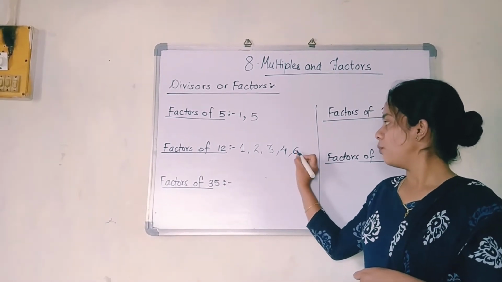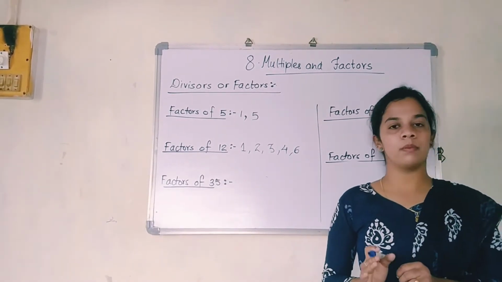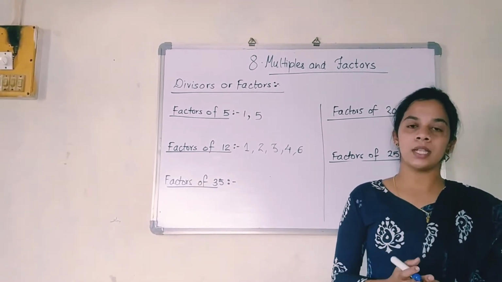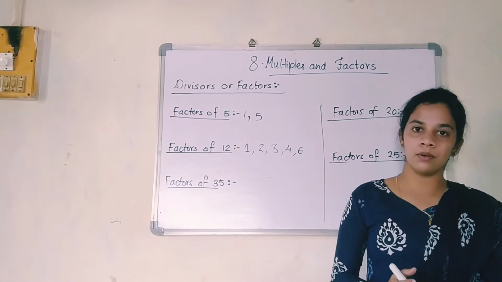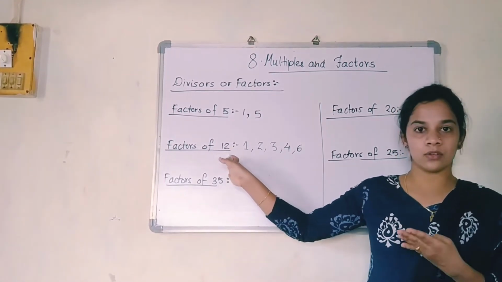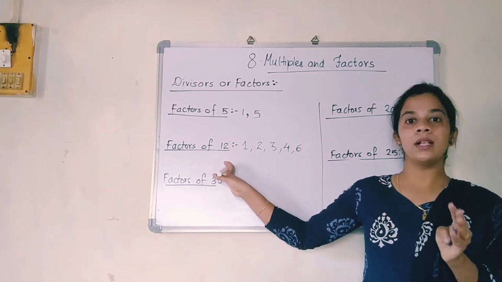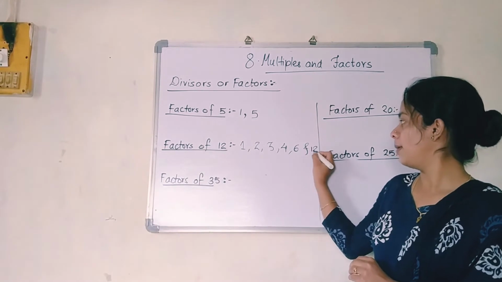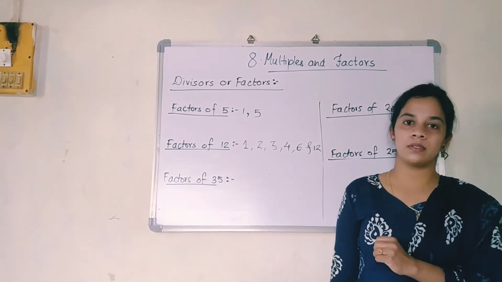And when you reach half of the number, stop, because in 7's table 12 will not come, 8's table 12 will not come, 9's table no, 10's table no, 11's table no. Up till 12 you are going to search. If the factors are asked of 12, stop at 12. In 12's table 12 is coming, 12 ones are 12. So the last number will be 12. So these are the factors.